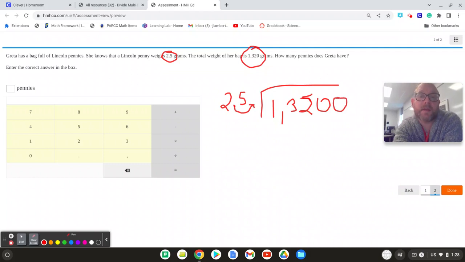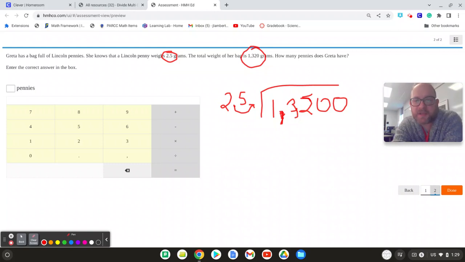Even that little comma is going to move over here. So our 1,320 now becomes 13,200. We're going to divide that by 25. That's how you should have set your problem up. So 13,200 divided by 25 would be the correct answer to how to set this problem up. And now we are ready to go.